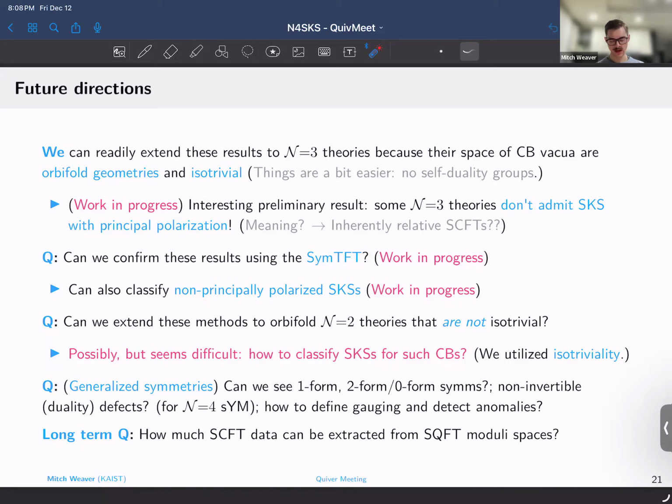And lastly, we still have this lingering long-term question that we're chasing here, which is how much SCFT data can be extracted from the moduli spaces of SQFTs. So, plenty of fun stuff still to be done. But with that, I'm a little over time here, so I apologize, but that's it. I'd be happy to answer any questions or comments.